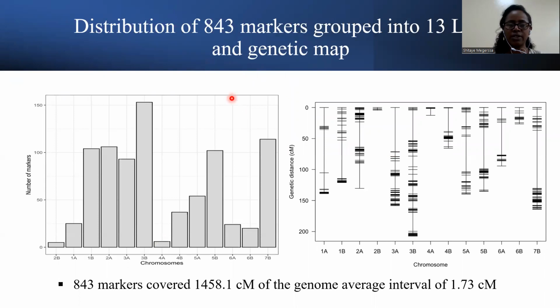So this graph indicates the distribution of the 843 quality markers that are grouped into 13 linkage groups. Accordingly, the 843 markers covered 1,458.10 centimorgans of the genome with an average interval of 1.73 cM. The largest marker coverage was on chromosome 3B, followed by 7B, and a reasonable number of markers were on 5B, 1B, 2A, and 3A. The others had low marker density, and we removed all the markers on 7A because of low quality. And the genetic map indicated here was developed.